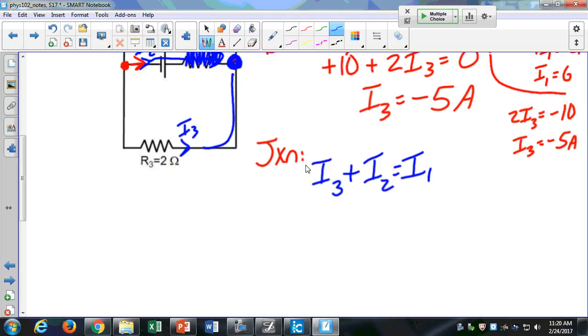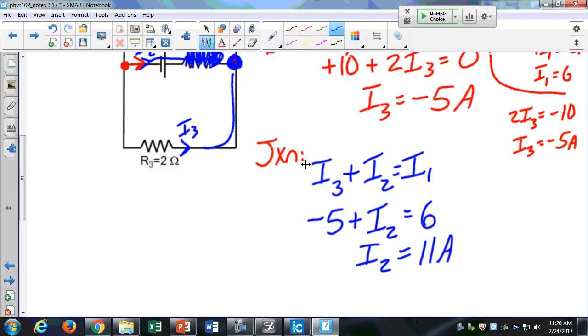Almost done. I know I3 is negative 5 and I1 is 6. So I say negative 5 plus I2 equals I1, which is 6. Add 5 to both sides. I2 equals 11 amps.